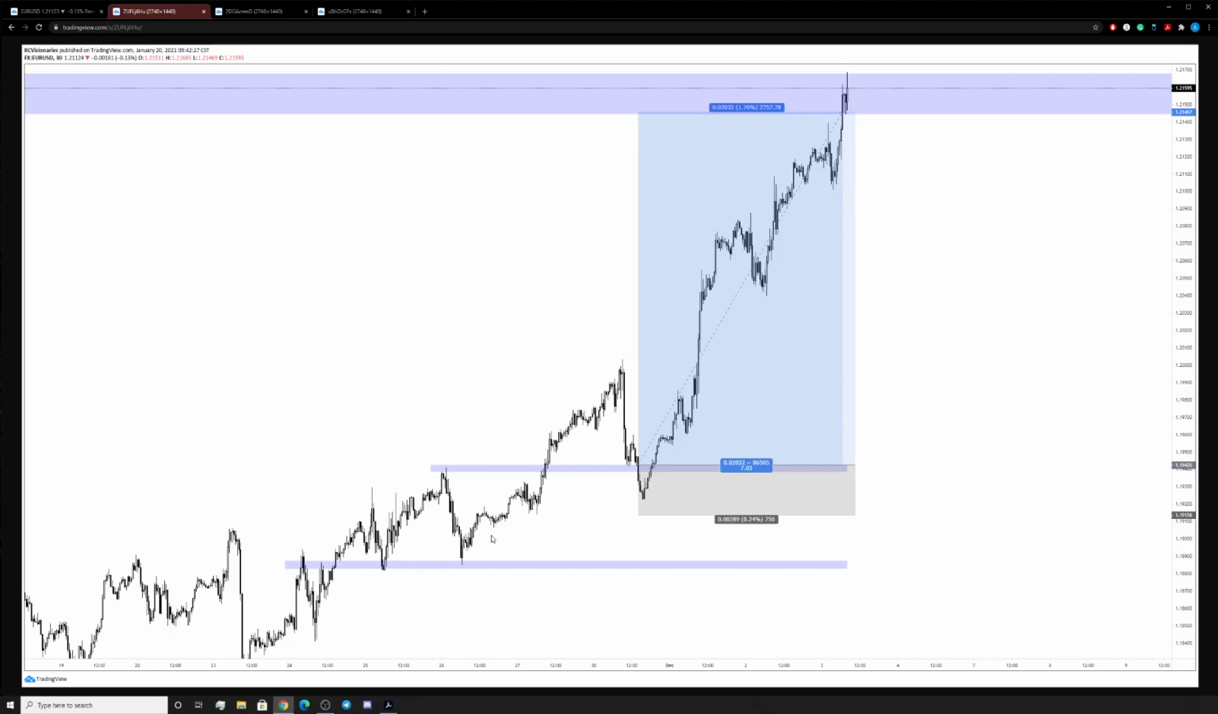So the main thing that I want you to realize here is the risk to reward. It's a 7-to-1 with 200 pips. That took about 3 to 4 days, right?